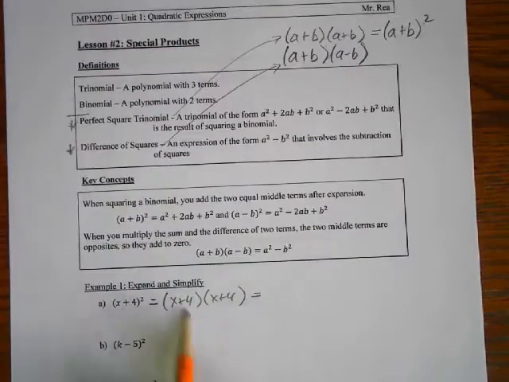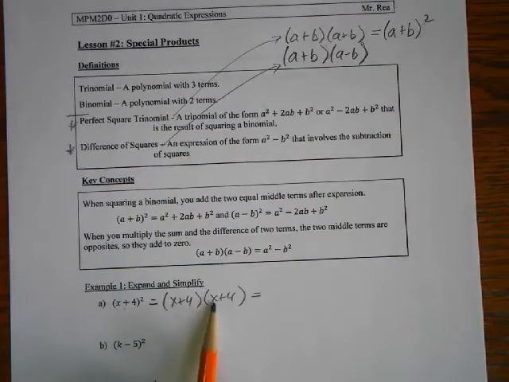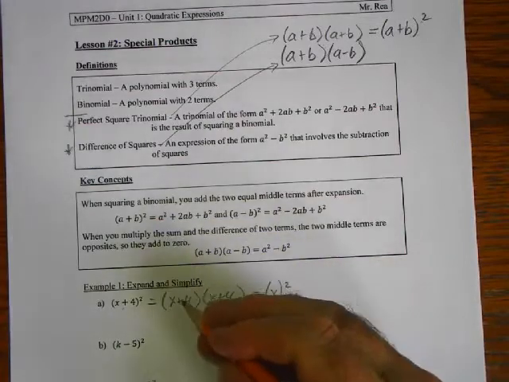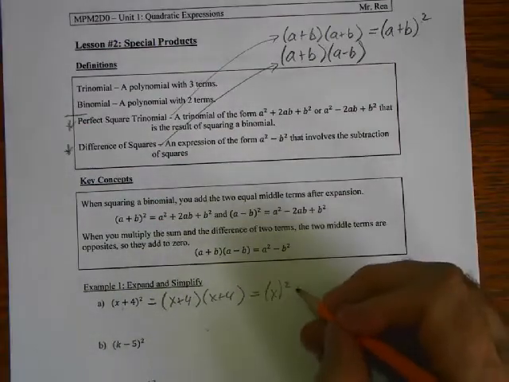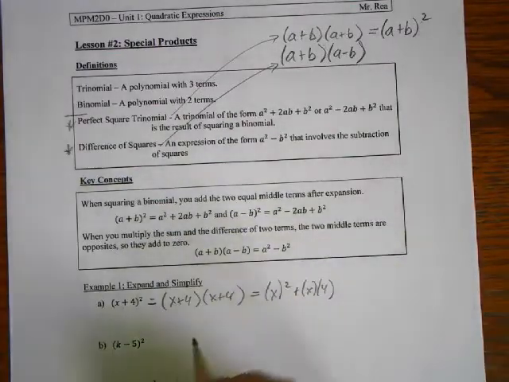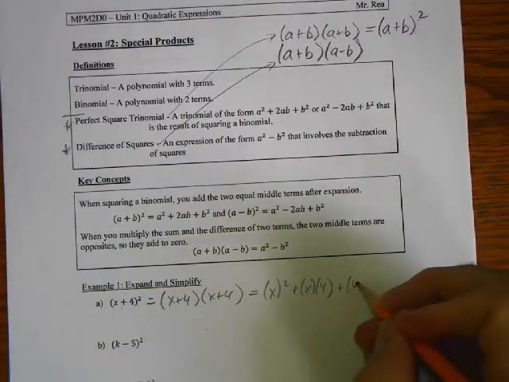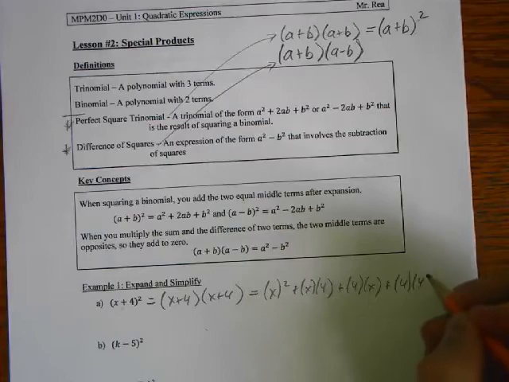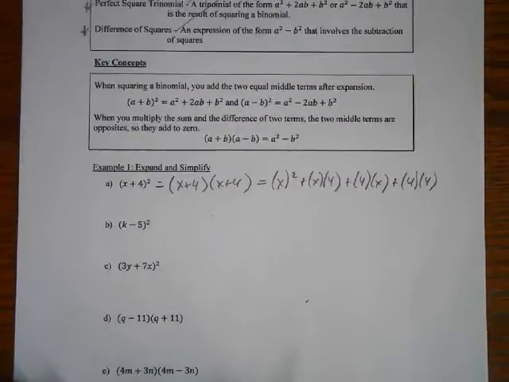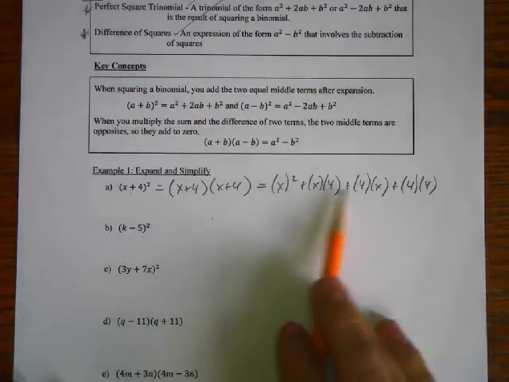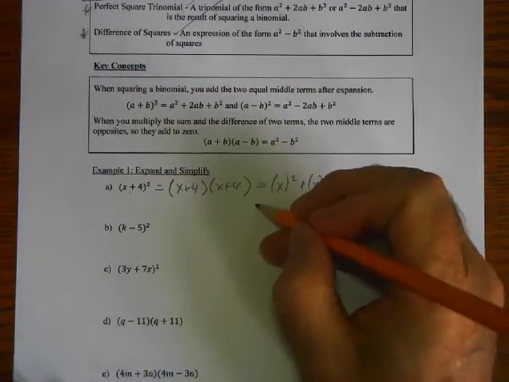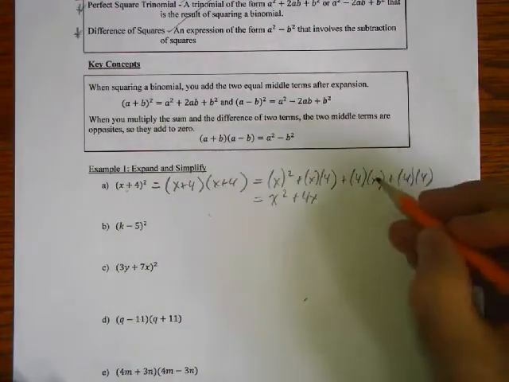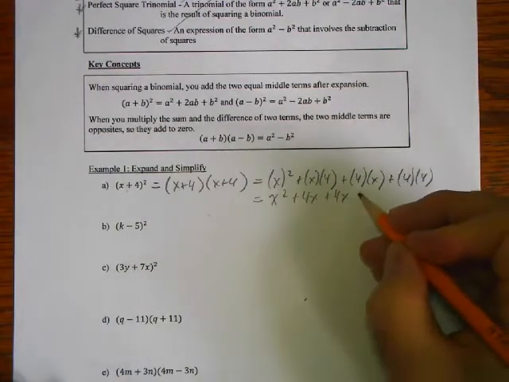If you remember, you can still use your FOIL. So x times x, maybe I'll just do that this time. Then the outside would be x times 4. Then the inside is 4 times x. And then the last is 4 times 4. Like I said, you don't have to do that step. That's really what you should be doing in your head. So if we expand this, we get x squared plus 4x plus 4x plus 16.